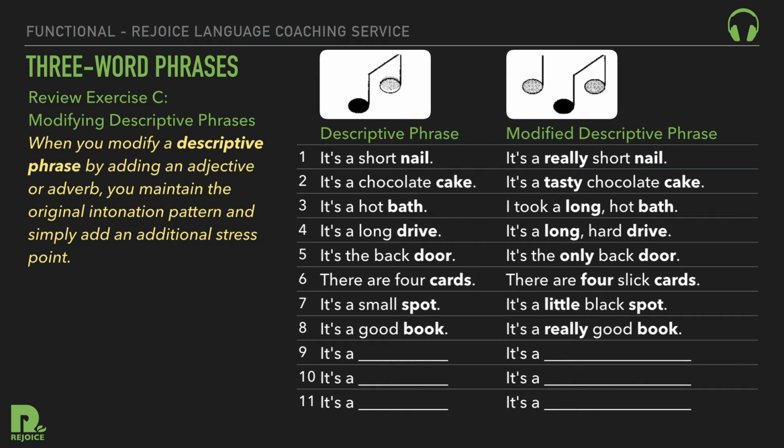3. I took a hot bath. I took a long hot bath. 4. It's a hard drive. It's a long hard drive. 5. It's the back door. It's the only back door. 6. There are 4 cards. There are 4 slick cards. 7. It's a little spot. It's a little black spot. 8. It's a good book. It's a really good book.